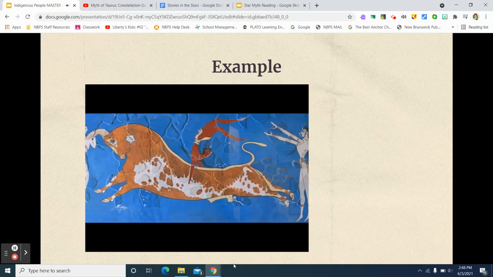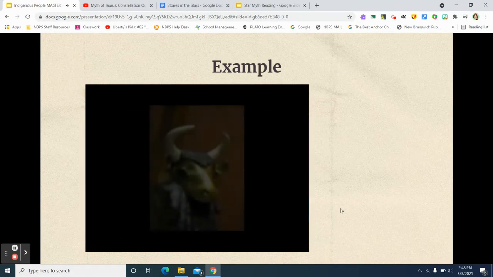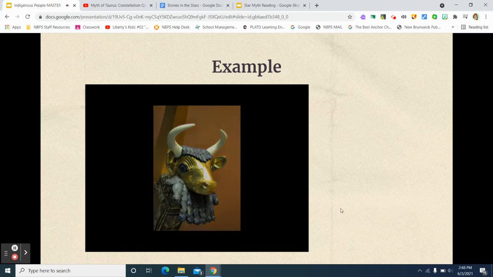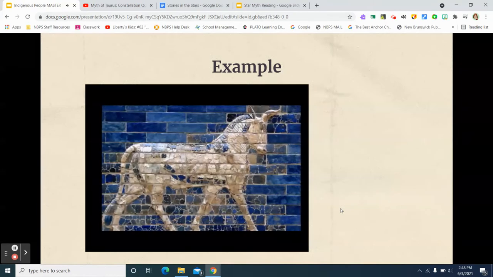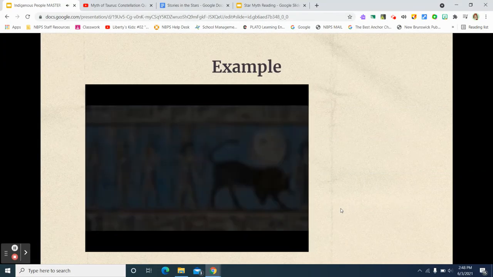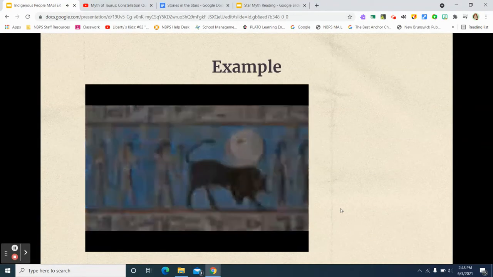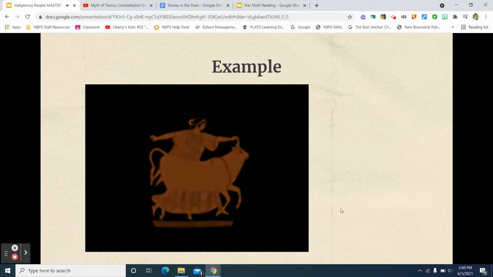Many cultures called this constellation a bull, including the ancient Sumerians, Assyrians, Babylonians, Egyptians, Greeks, and Romans.